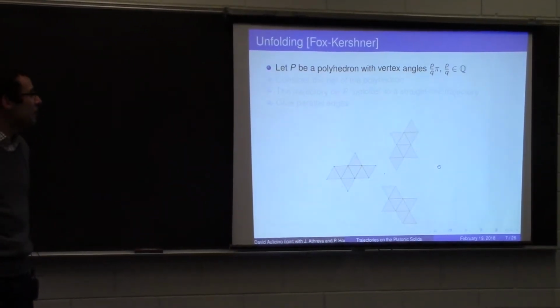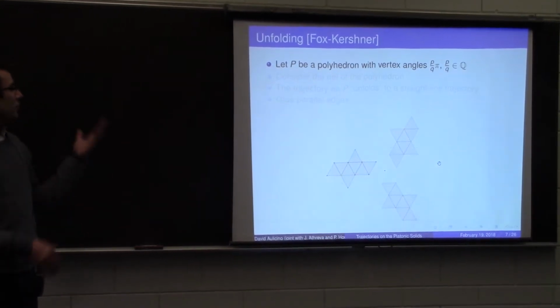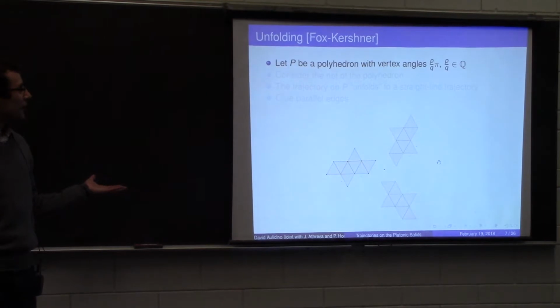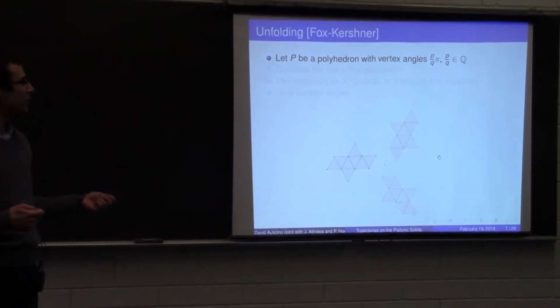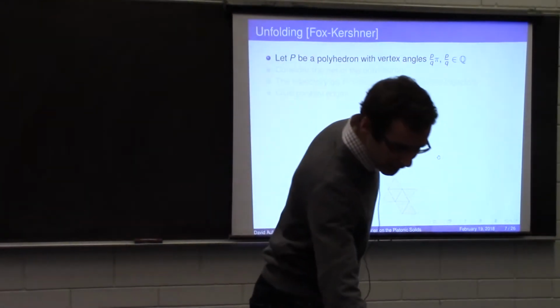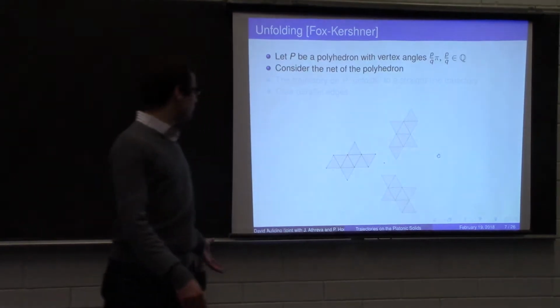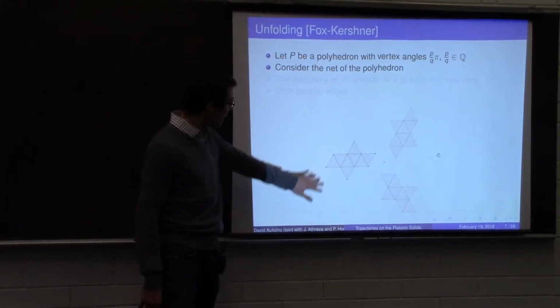This is a well-known procedure if you study rational billiards called unfolding, which is the following. Let P be a polyhedron, and specifically I want to assume that all the vertex angles of the polyhedron are a rational number times pi. And then we consider the net of the polyhedron. So I just drew a picture of this here. So here's a net of the octahedron.